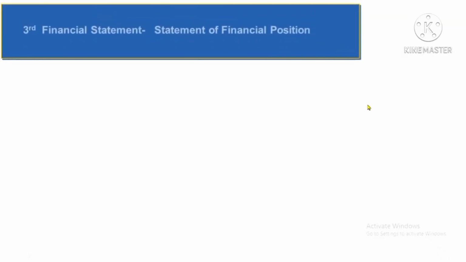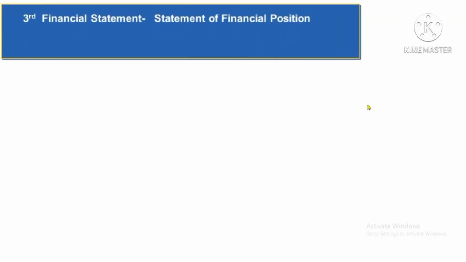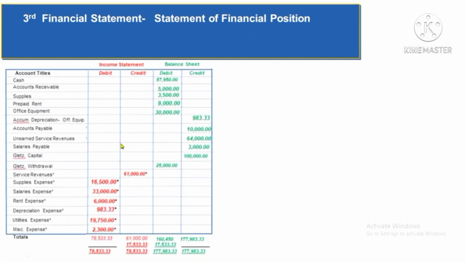The third FS is the balance sheet, but today it is known as the statement of financial position. So we have here again a portion of the worksheet, but now let's focus on the green colored fonts because these are the ones that we need to extract in order to make a balance sheet. In making that type of FS, we need to make a heading which is also composed of the company name, the title of the FS, and the period ended.